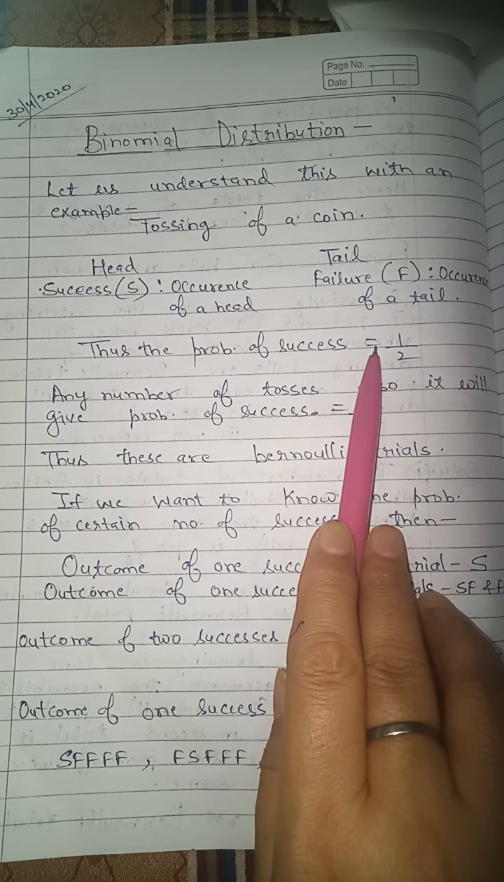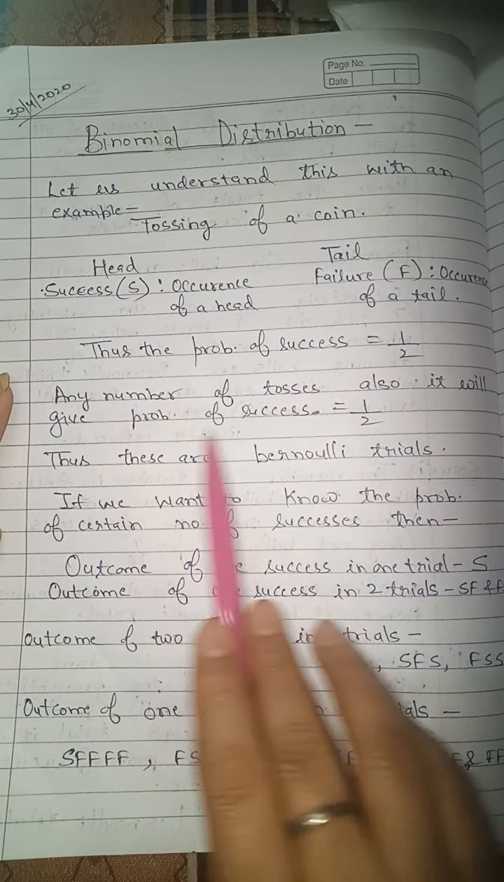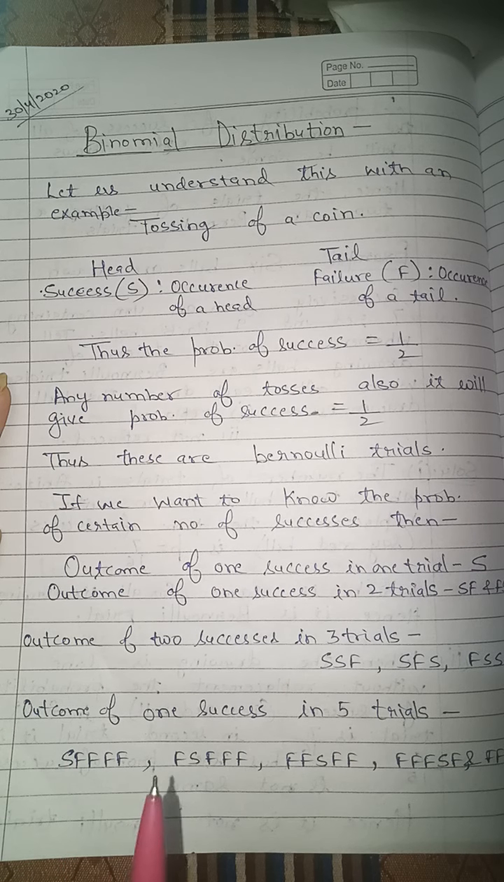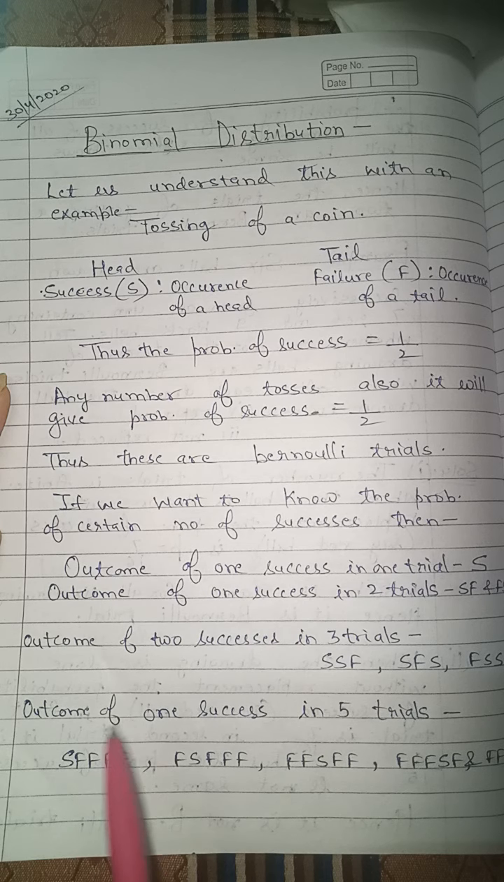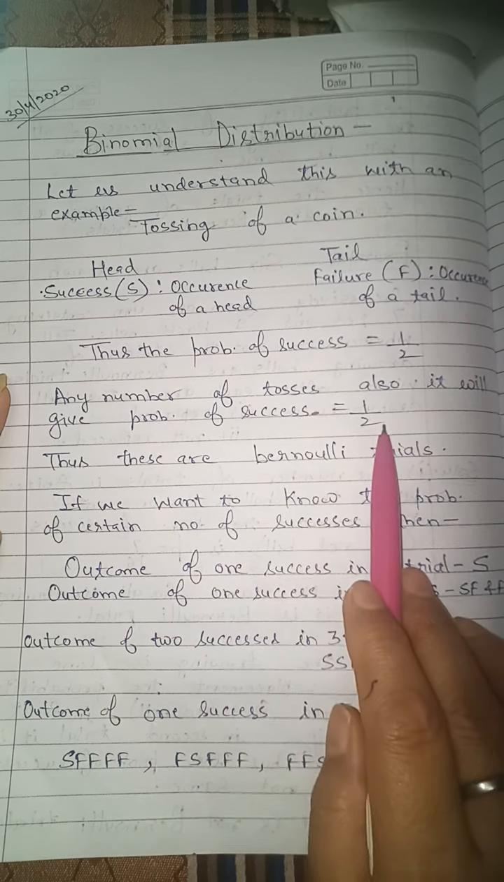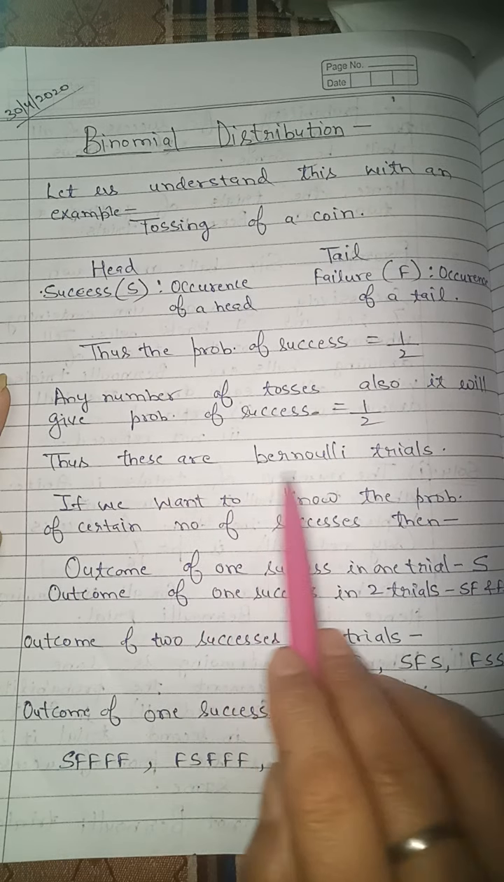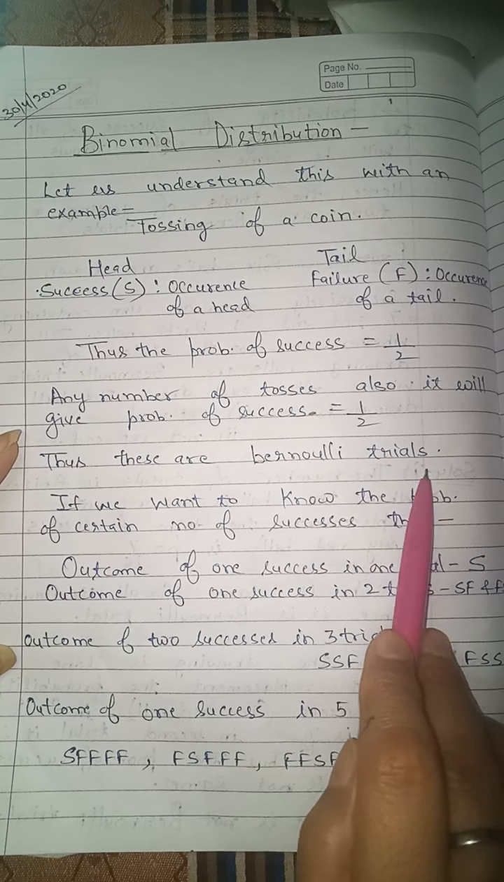The probability of success will be, means either we are getting head or a tail, that becomes 1 upon 2. Any number of tosses we will be doing, the probability of success will be again 1 by 2. Any number of times I will be throwing it, 10 times, 12 times, 20 times, the probability of success will be 1 upon 2 only. So thus these are known as Bernoulli's trials.